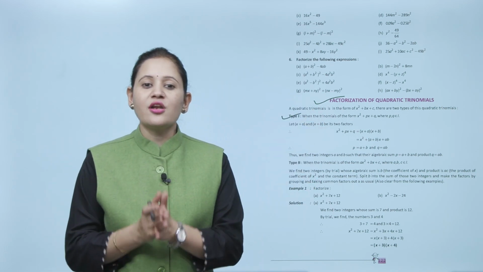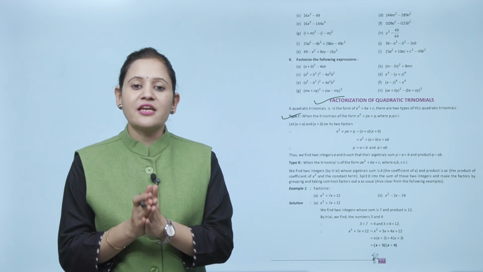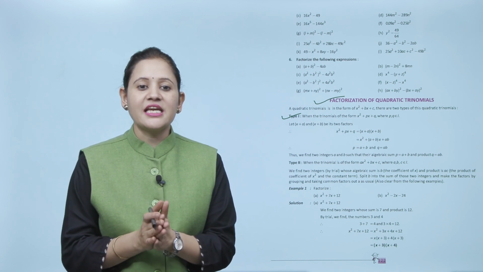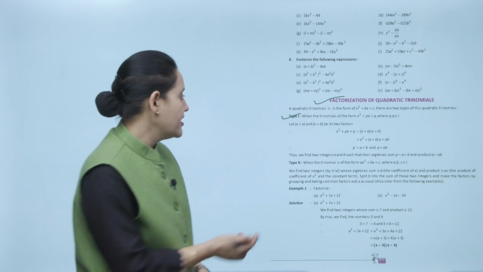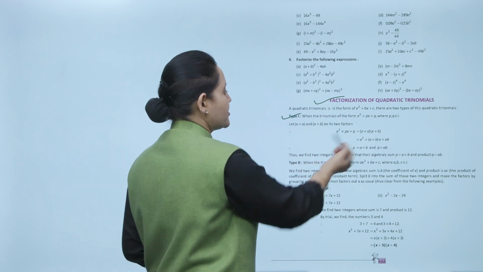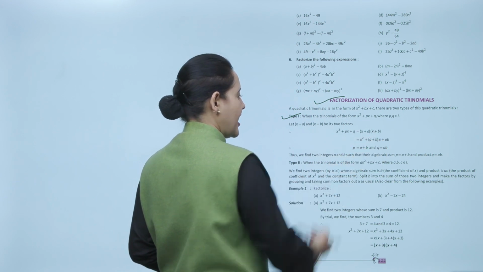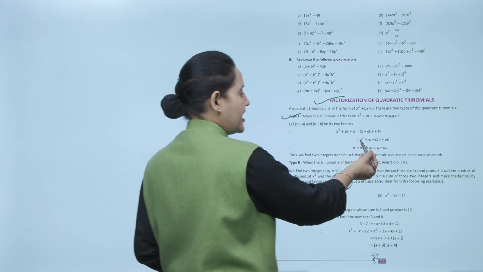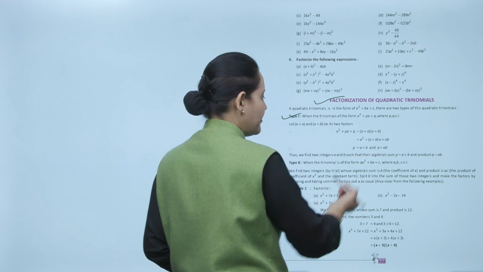When the trinomial is of the form x square plus px plus q, where p and q are the elements of L, let x plus a and x plus b be its two factors. Then x square plus px plus q equals x plus a times x plus b. So we'll write it like this. This becomes x square plus (a plus b)x plus ab.